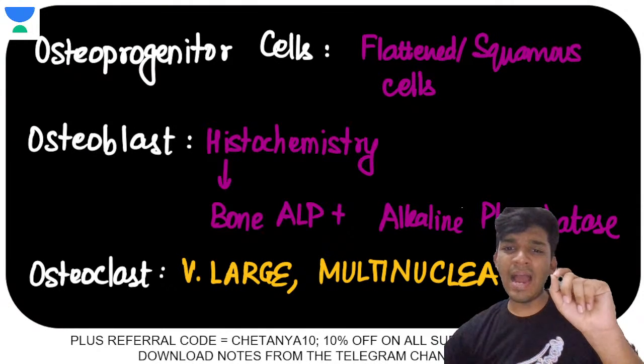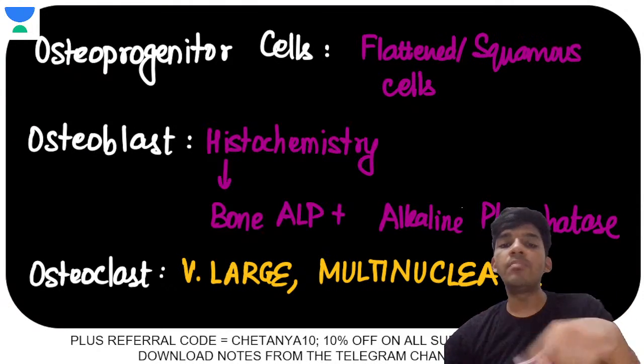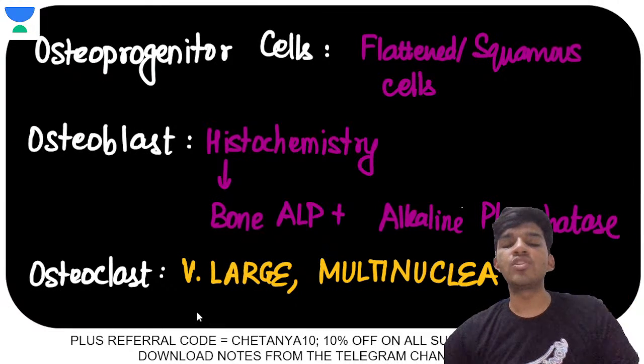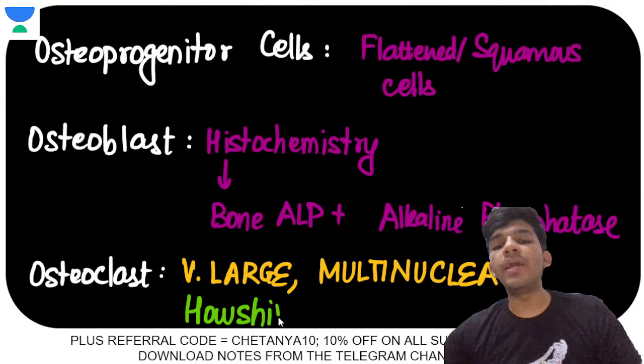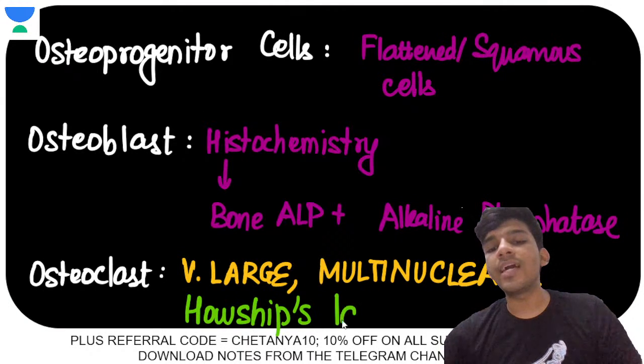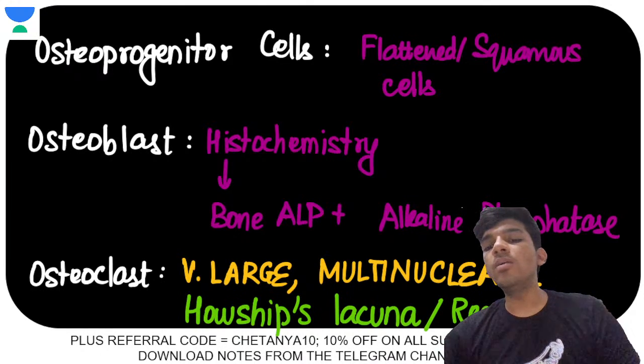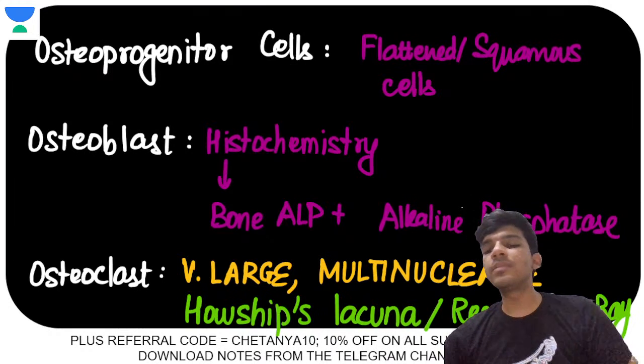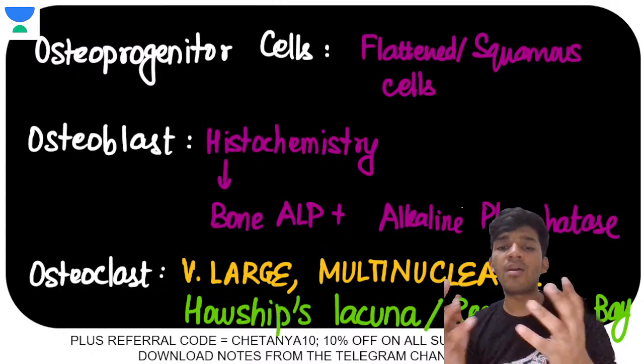Because of their activity, they form a lacuna around themselves that is called Howship's lacuna or resorption bay. This question was also asked in the PMT times. Osteoclasts are found in Howship's lacuna or resorption bay, because they are eating the bone around them, they are by default existing in a lacuna around them.